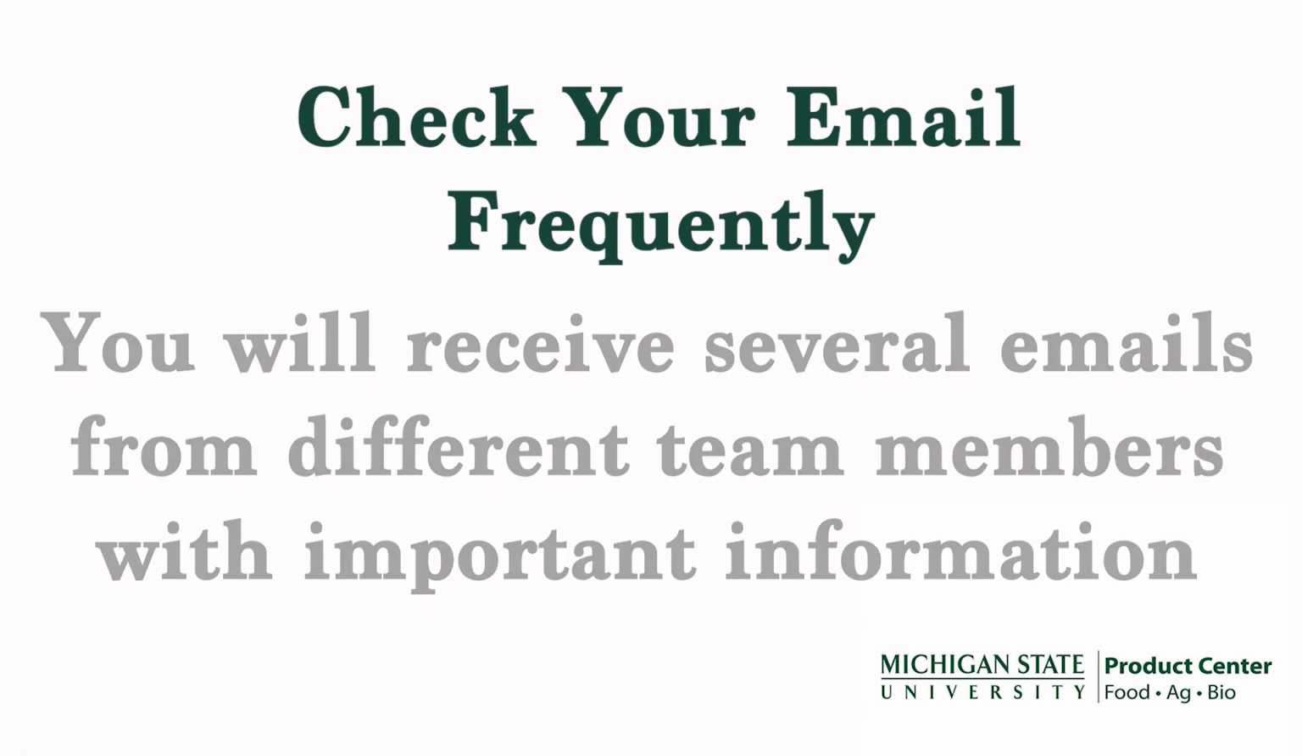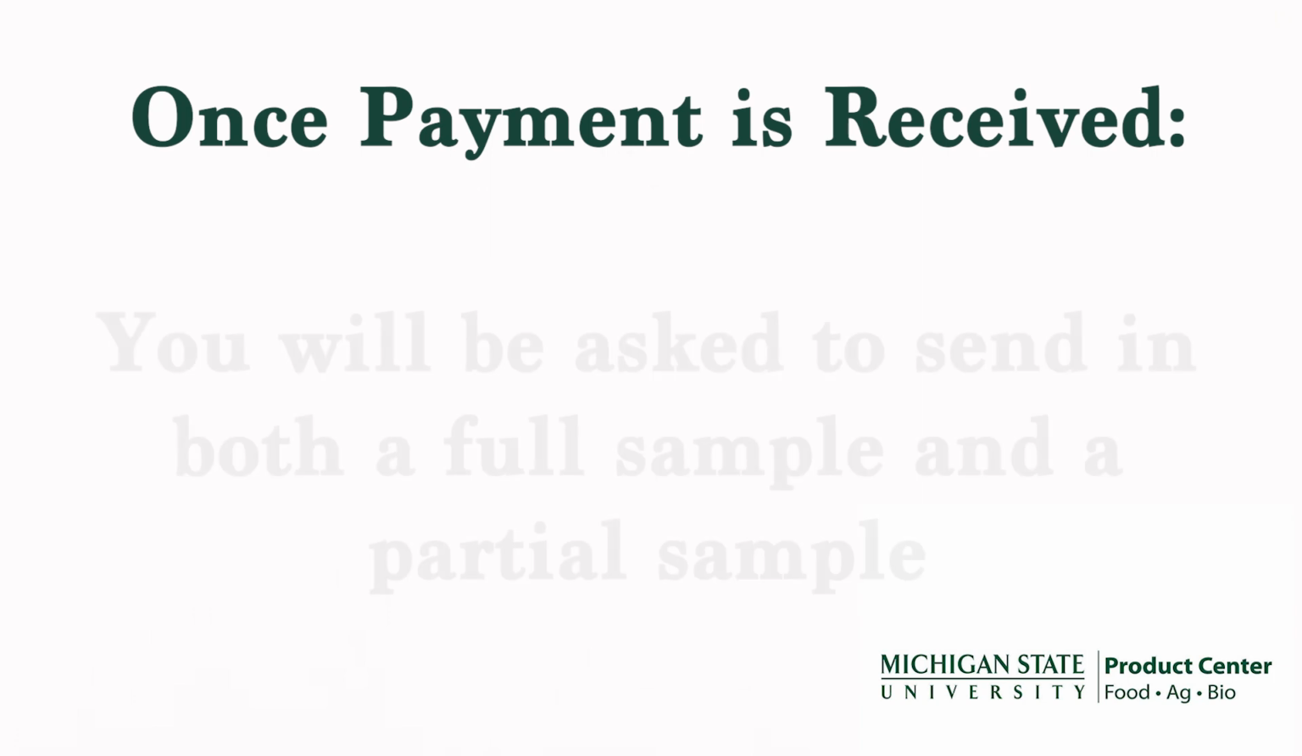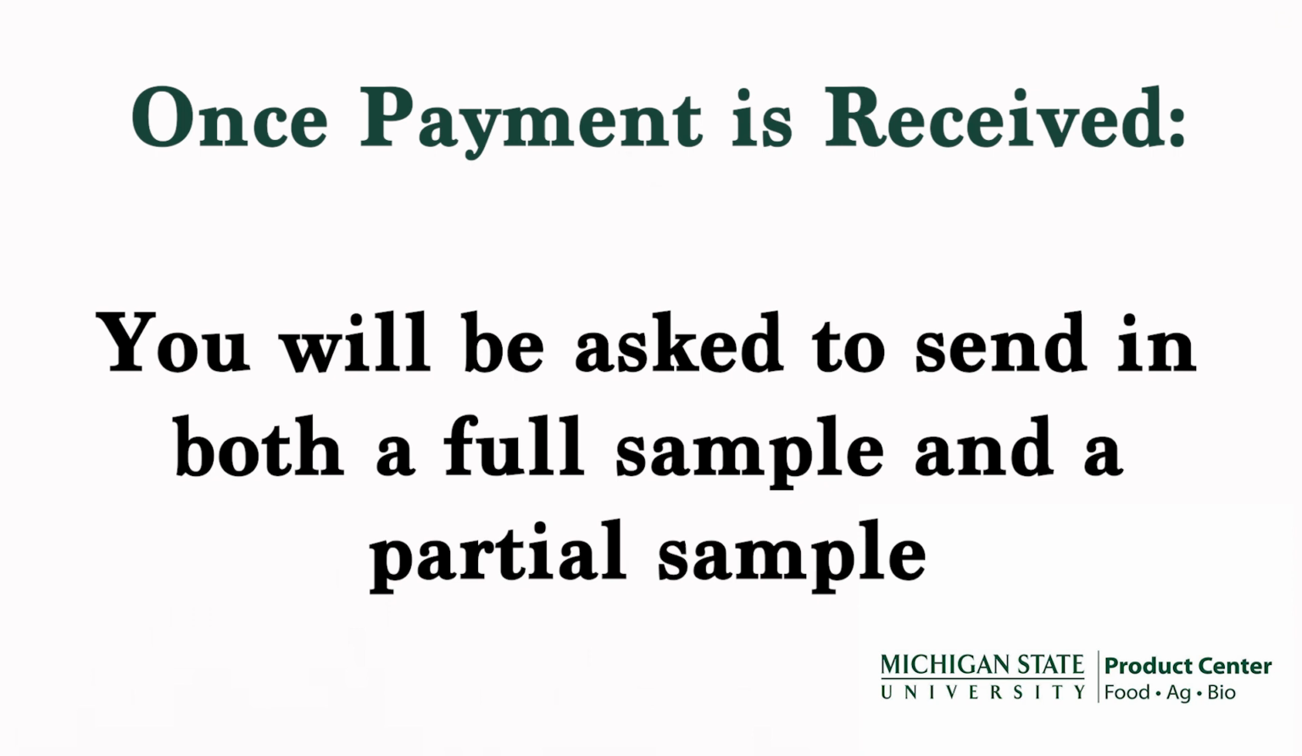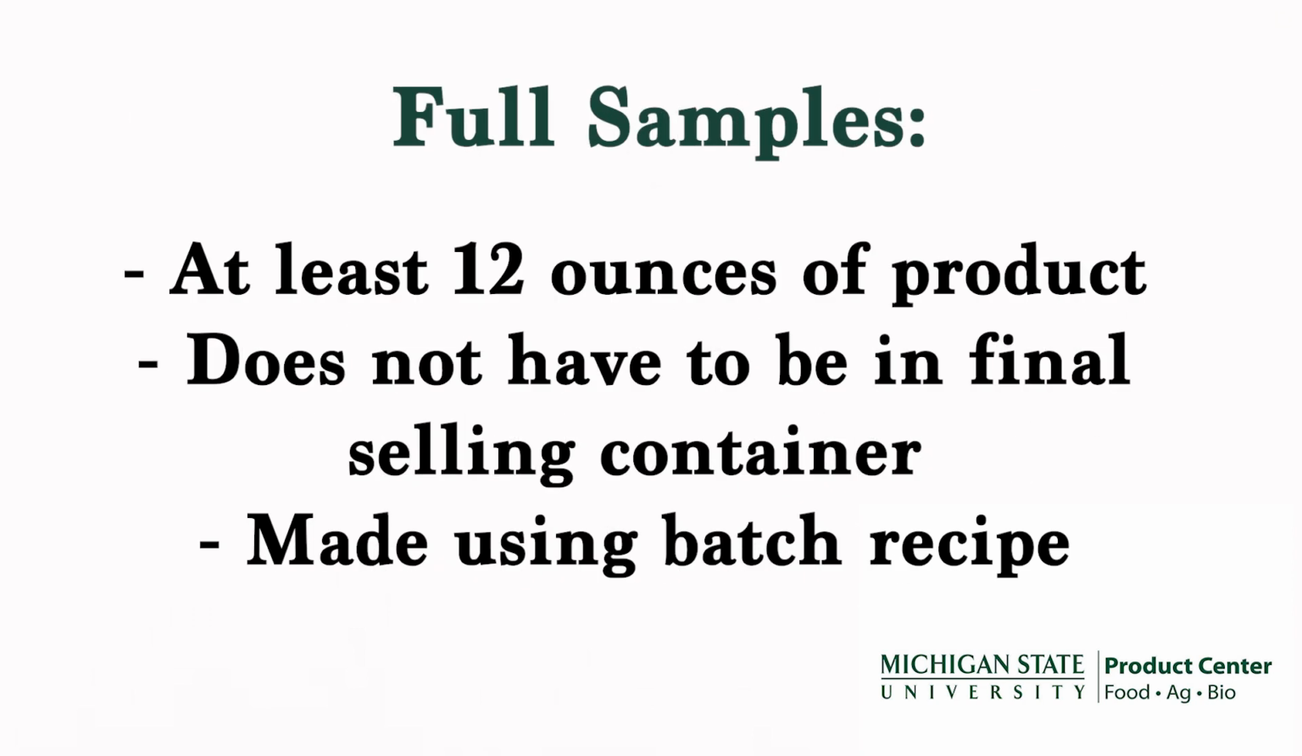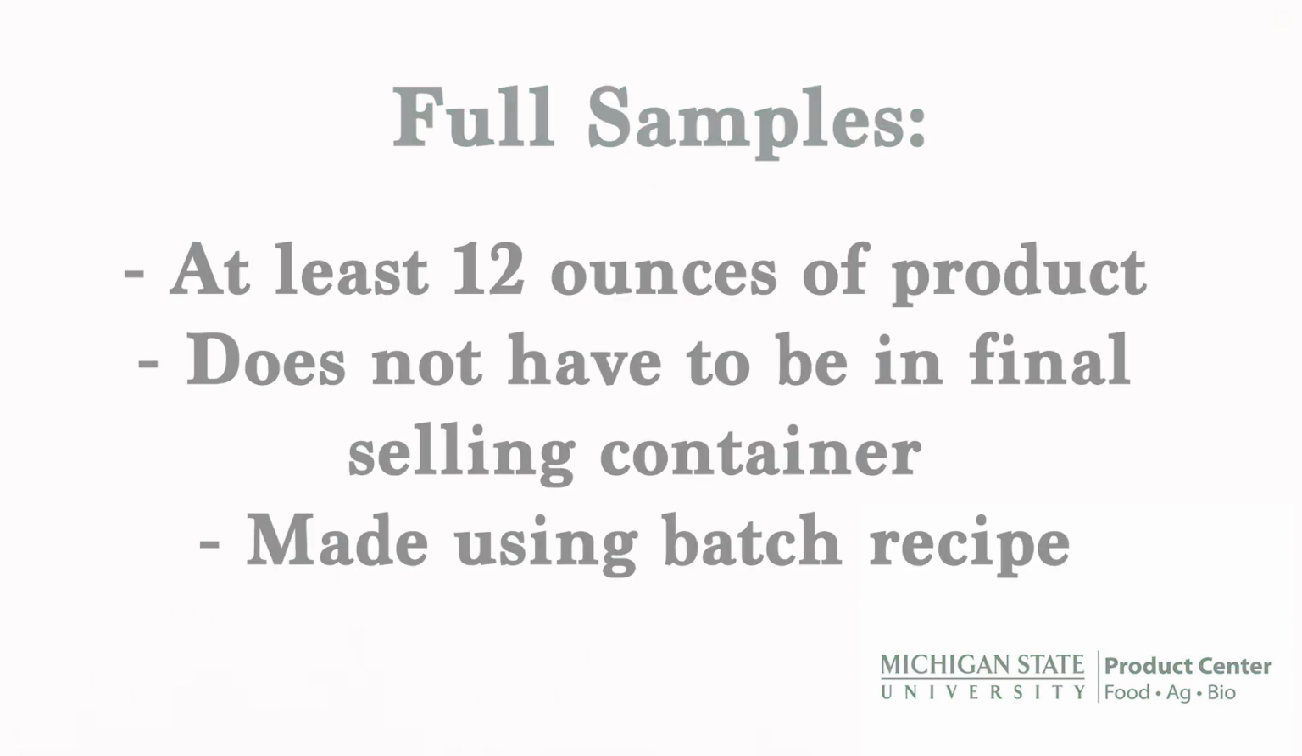Once we receive payment, our staff will review your recipe and will determine your product sample steps. All Process Authority review products must submit 2 types of samples, a full sample of your product and a partial sample. A full sample is at least 12 ounces of your product as you will make it. It does not have to be in your final selling container, but it can be. We want you to use your batch recipe when making this sample.